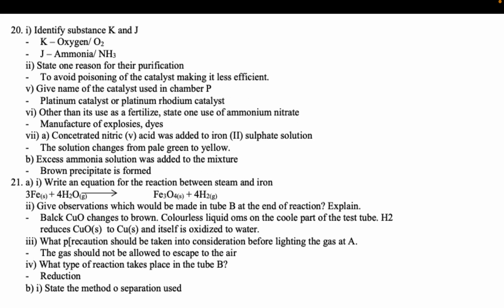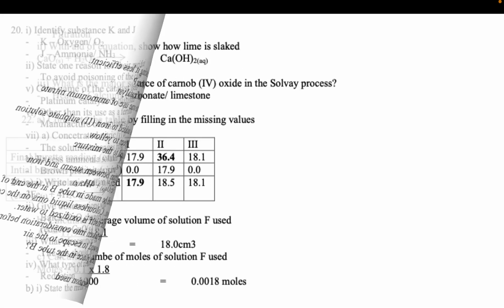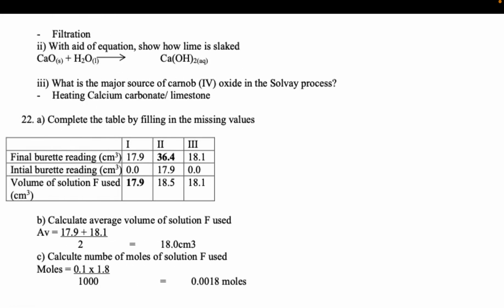What precaution should be taken into consideration before lighting the gas at A? The gas should not be allowed to escape to the air. What type of reaction takes place in tube B? Reduction. State the method of separation used. Filtration. With the aid of an equation, show how lime is slaked.